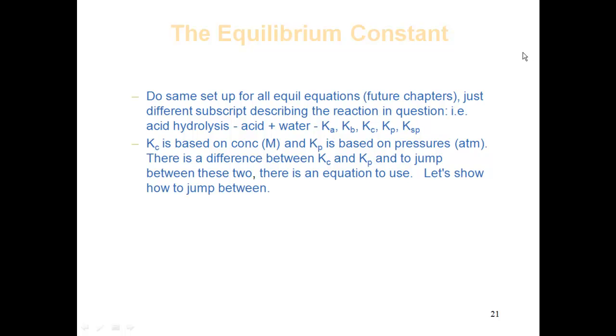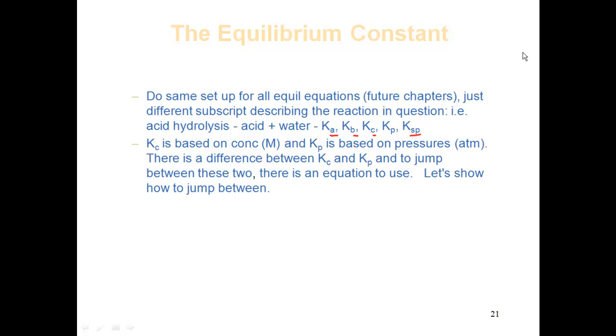Now, you're going to do the same setup for all equilibrium equations for this chapter as well as the future. Okay, you're going to do products over reactants. The only difference is that we're going to change a little subscript to tell you what it's about. Ka is acid plus water, Kb is base plus water, Ksp is solubility product, but it's products over reactants done exactly the same way. So if you keep that in mind, that's going to make the other chapters a little easier for you as we go.